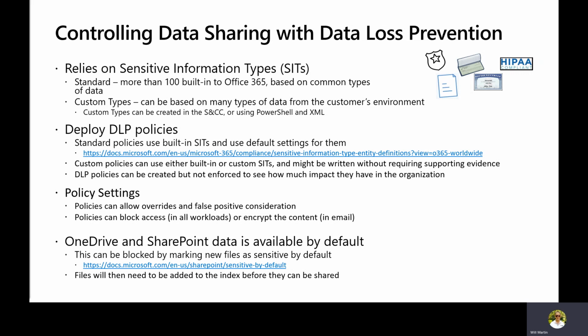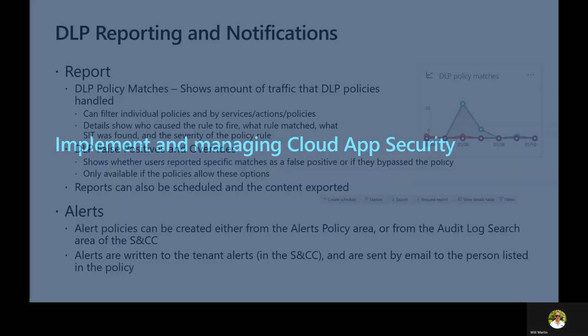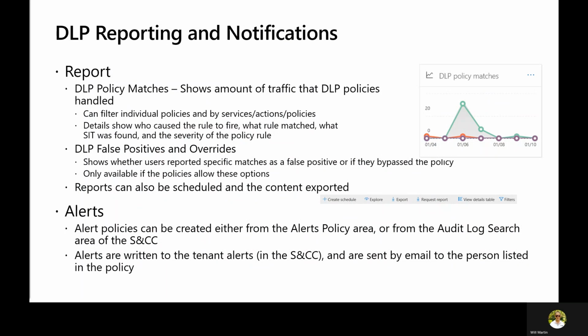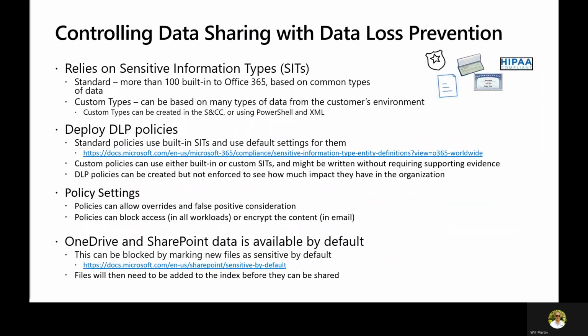As noted, policies in all workloads can block access, but the content can be encrypted with a sensitivity label if it's being sent by email. Something of note: by default, until data in SharePoint or OneDrive has been indexed, it is available for sharing. If you wish to block this, you can change a setting in the tenant that will mark all SharePoint data as sensitive by default. Then, until it's been indexed, it can't be shared.